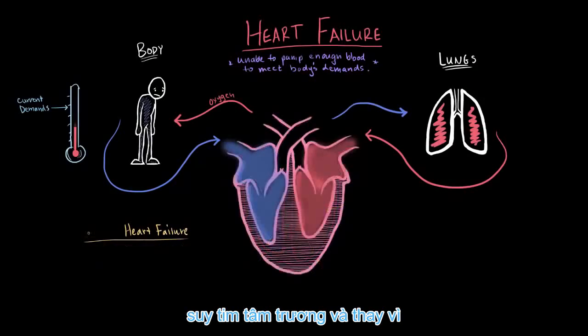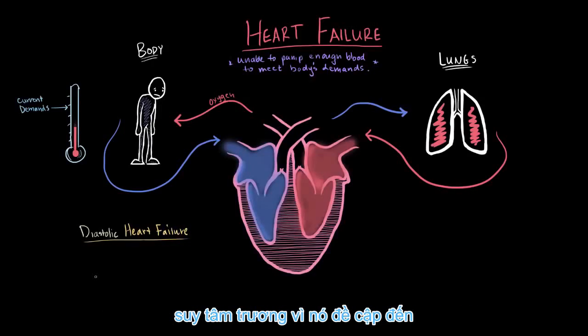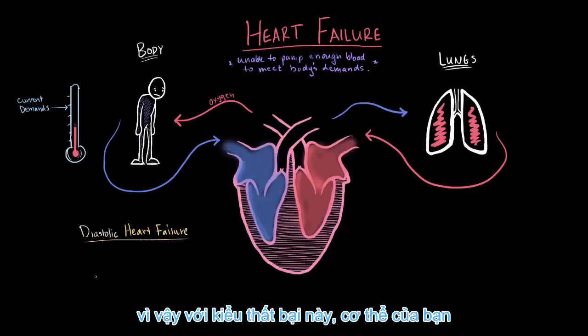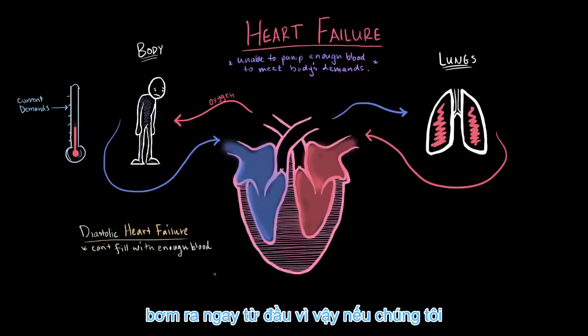The second type is called diastolic heart failure. And instead of being a pumping problem with the muscles being too small, diastolic failure is a filling problem, which is why we call it diastolic failure, because it refers to diastole, which is that phase in the cardiac cycle where the heart fills with blood. So with this type of failure, your body's not receiving enough blood because your heart's not filling with enough blood to pump out in the first place.